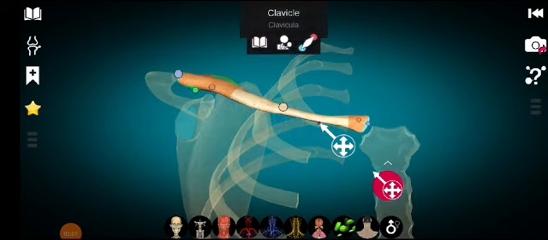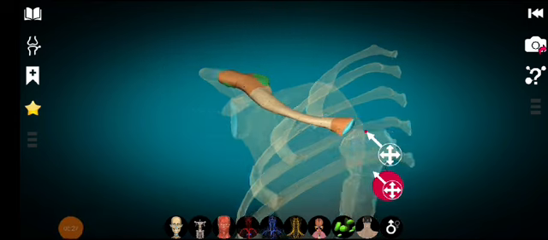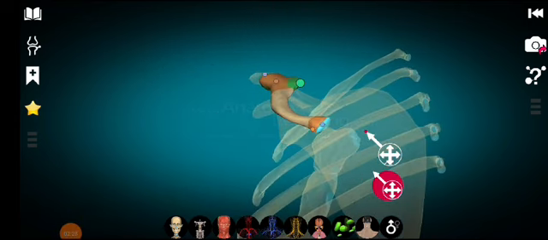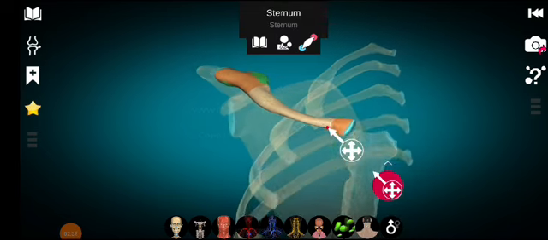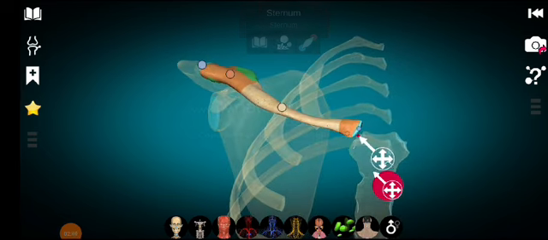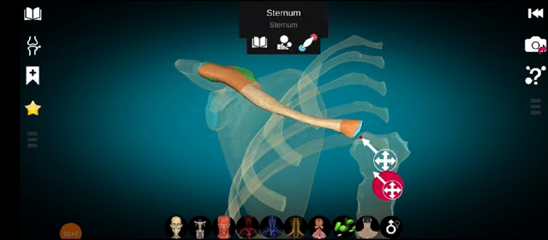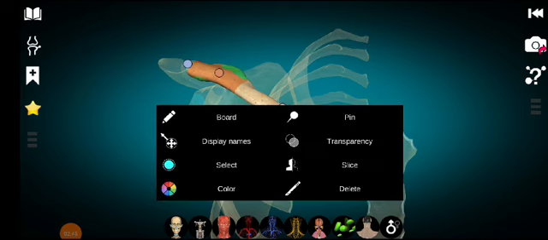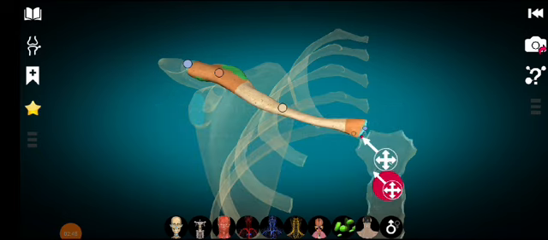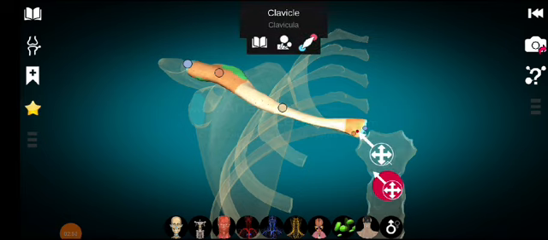The medial end is articulated here with the manubrium of the sternum through a facet. This facet on the medial end of the clavicle is called the sternal facet, and here there is a facet on the manubrium of the sternum. This facet is called the clavicular facet. So these form a joint, and this joint is called the sternoclavicular joint.